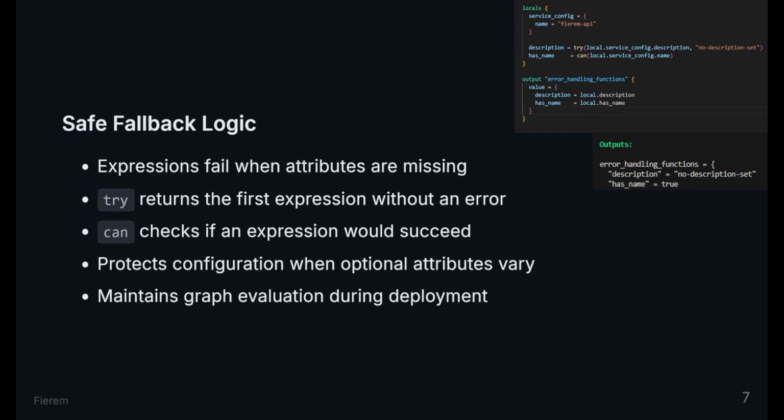A submarine watch team never trusts a single instrument reading without confirming the signal path. If a gauge line breaks, the dial still exists, but the number becomes meaningless. Terraform has the same risk surface. A missing attribute is a broken signal path in your configuration graph. If you reference it directly, the plan collapses during a deployment window. Try creates a defined fallback path, so the graph remains evaluable.